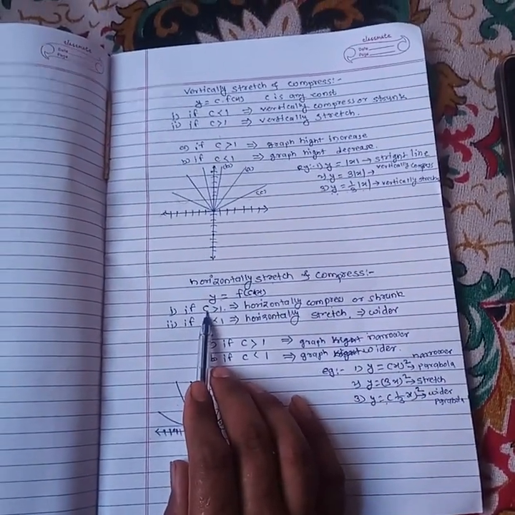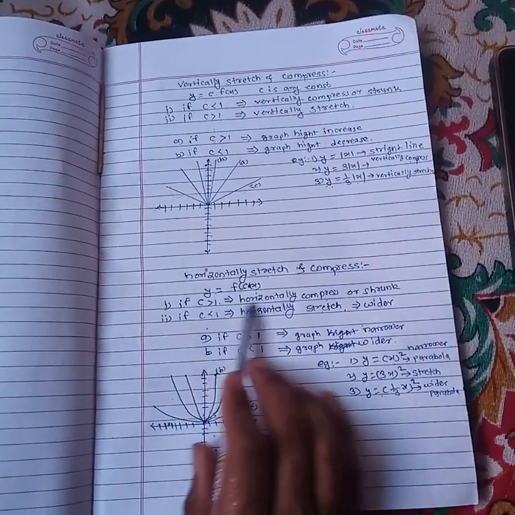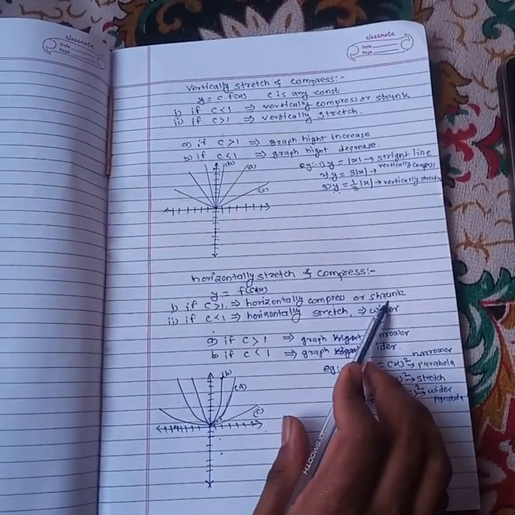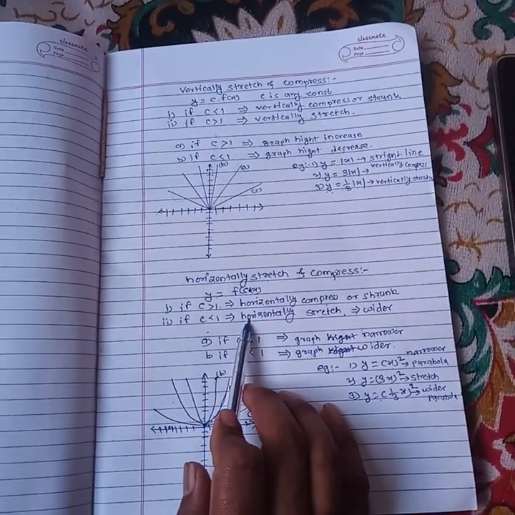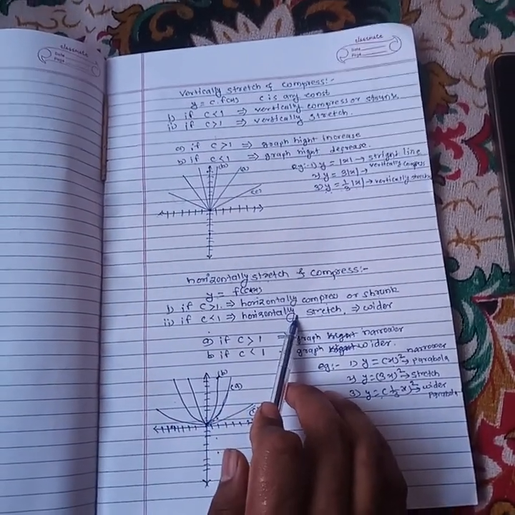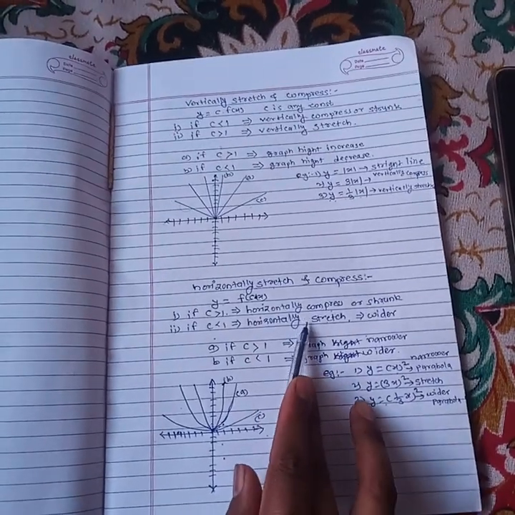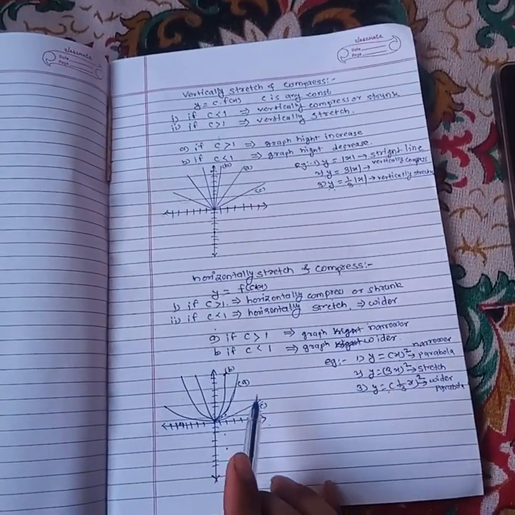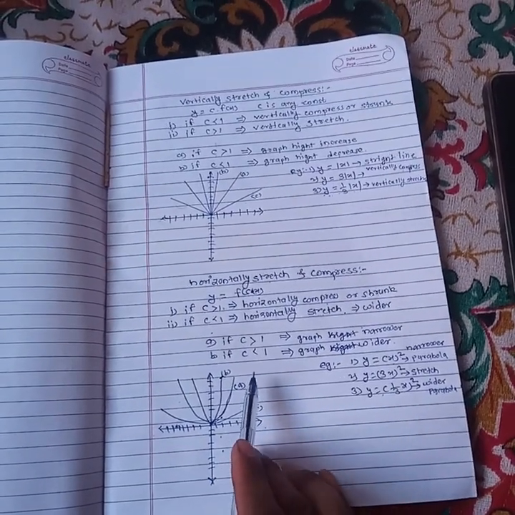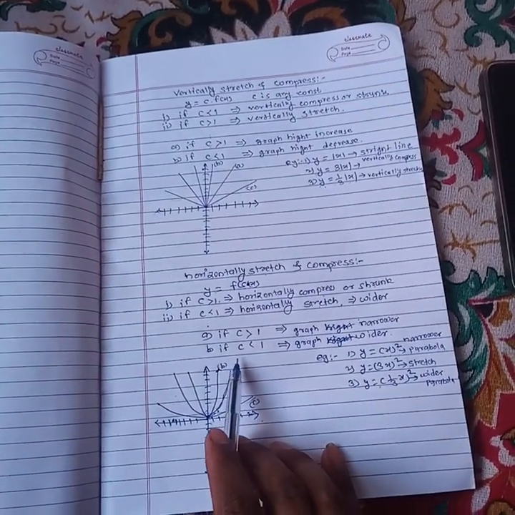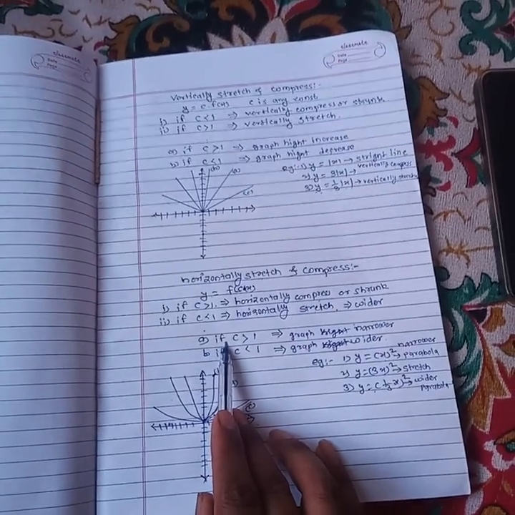First, if c is greater than 1, the graph shows horizontally compress and shrunk. Second is, if c is less than 1, then the graph shows horizontally stretch. This graph goes wider, means this graph. Now here are two observations we can get.